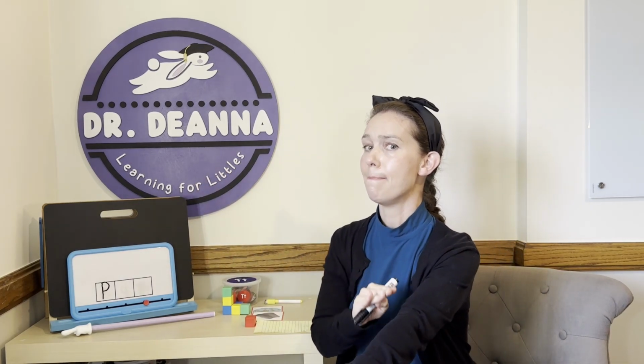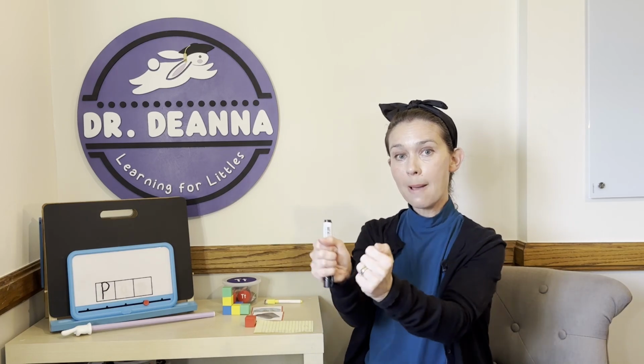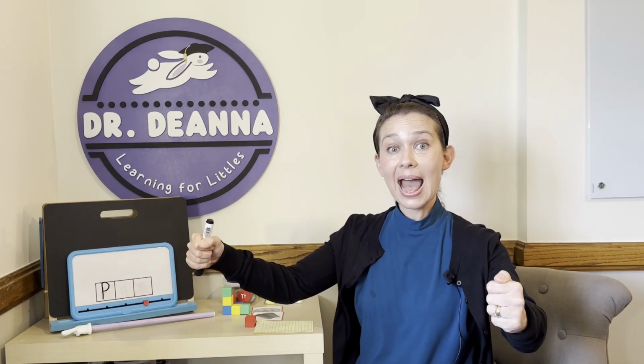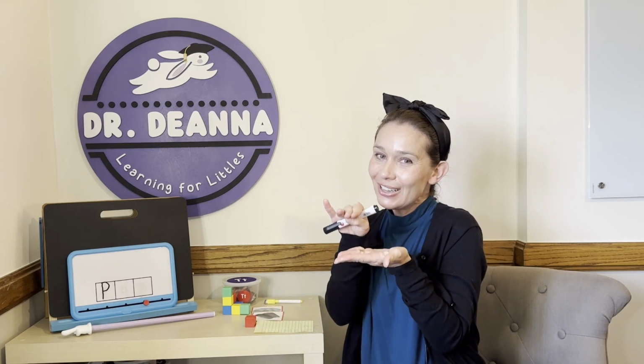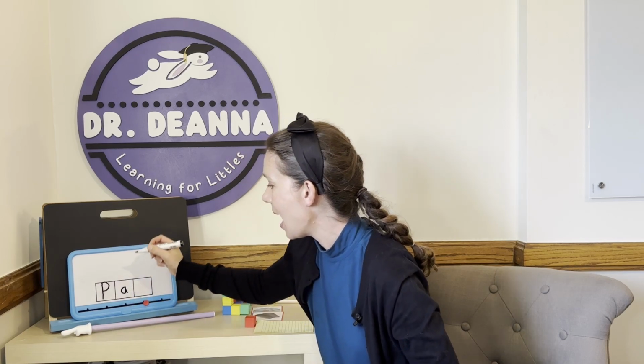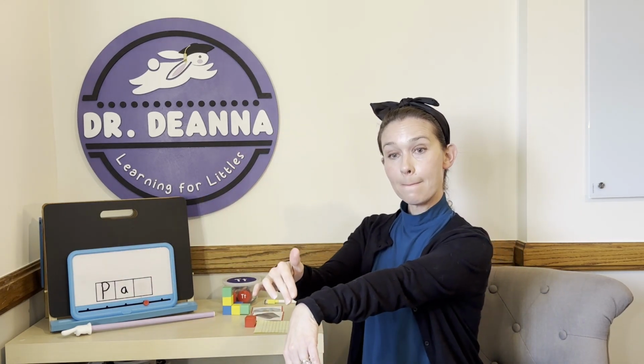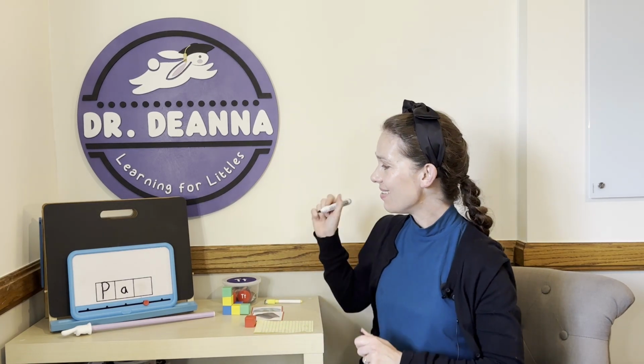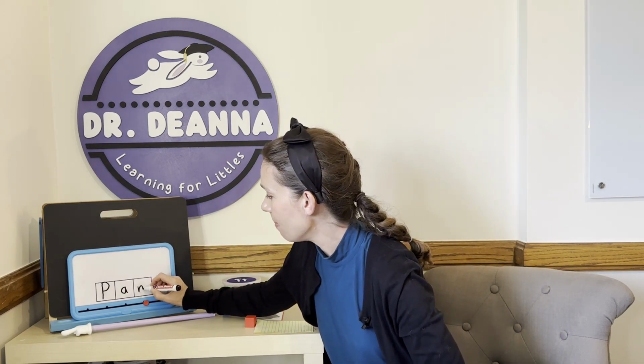Now, in order to hear that middle sound, we're going to stretch it out. Pam. What did you hear in the middle? Pam. Did you hear the ah? Thumbs up, me too. And I know that's the sound that goes with the letter A. I can write a lowercase a right in the middle. Pam. What did you hear at the end? Did you hear the m? And I know that's the sound that goes with the letter M. All right, get out your reading finger.